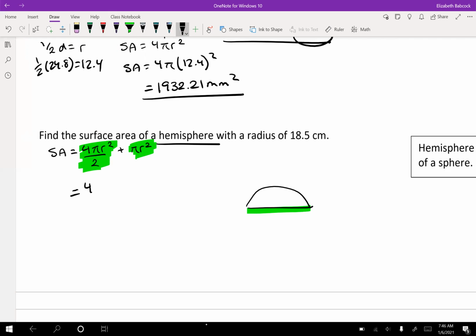So we have 4 pi 18.5 squared divided by 2 plus pi 18.5 squared. If we plug that all into a calculator, you should get a total of 3,225.63 centimeters squared.